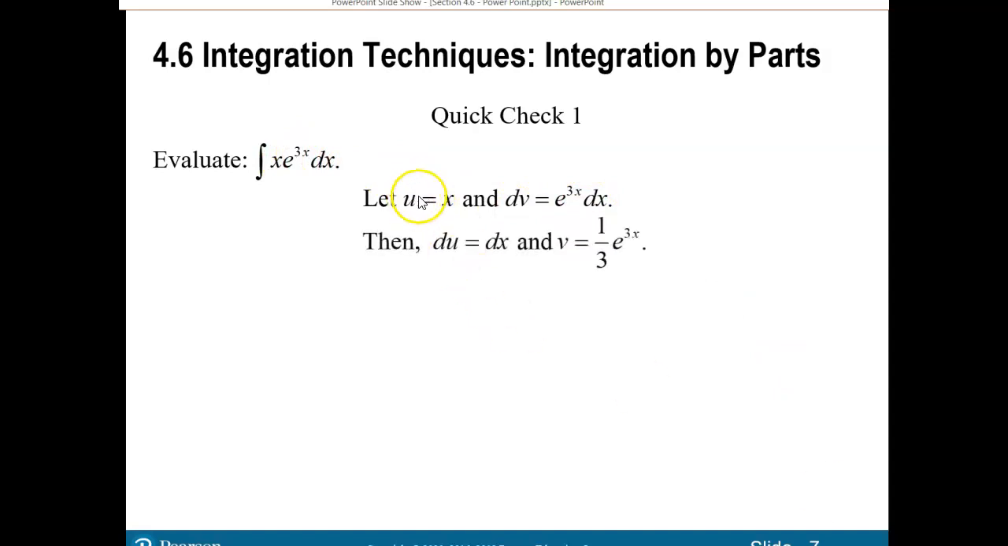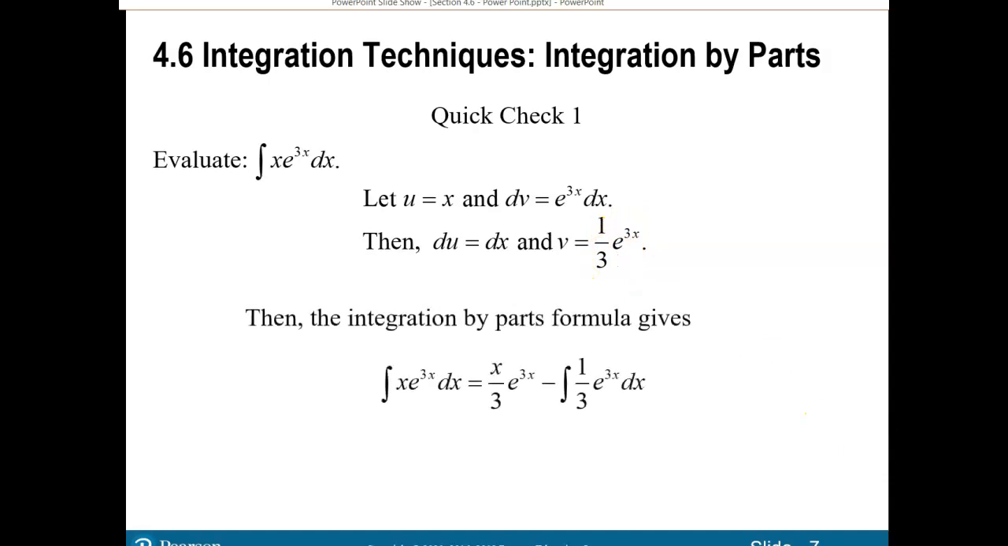All right, so the derivative of u, so du, would just be 1 dx. The antiderivative here will get me v, so the antiderivative of this is e to the 3x divided by 3. Okay, so then I take u, which is x, times v, so x times 1/3 e to the 3x, minus the integral of v, which is this, du, which is the dx.